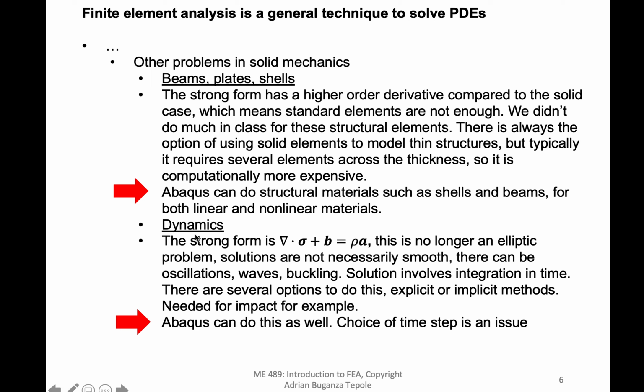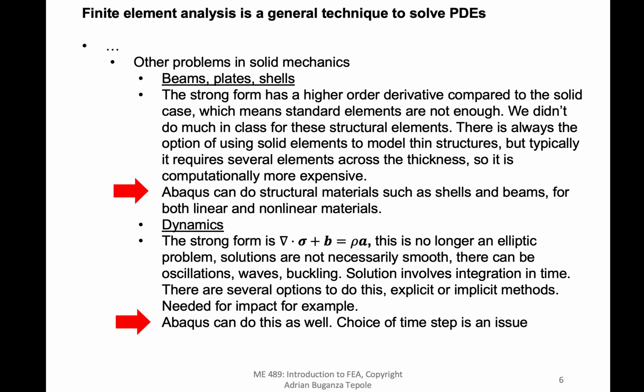Another problem in solid mechanics that we didn't talk about, but that you can solve with the finite element method, is dynamic problems. In this case, the strong form looks a little bit like the one that we have done, but with an addition: divergence of the sigma plus the body force equals rho times acceleration. So this is no longer an elliptic problem. The solutions are not necessarily smooth. There can be oscillations, waves, buckling. And because now you have acceleration, velocity, and displacements, to get the solution you need to do integration over time, similar to what you did for the transient heat problem.